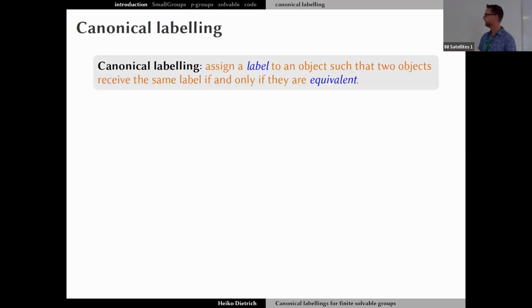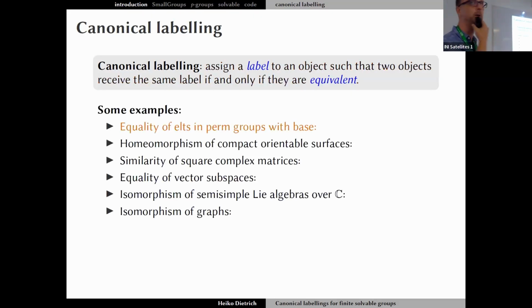All right, so canonical labelings, what is this? As I said, I want to have this result in a broader context. So let me start by talking about canonical labels. Basically, you assign a label to an object such that two objects are equivalent in some sense if and only if they receive the same label. And of course, we've all seen these things. For example, earlier this morning in Melissa's talk, we've seen that equality of elements in permutation groups that have a base is true if and only if those elements have the same base images. So instead of storing the whole large permutations, it would be enough to just store the base images, and this is a canonical labeling for deciding equality.